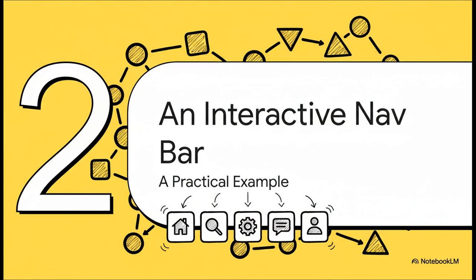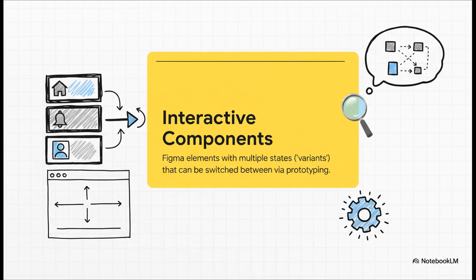Okay, so with that theory in our back pocket, let's actually apply it. We're going to see how to build one of the most common molecules you'll find in pretty much any app, an interactive navigation bar. The real magic here comes from what Figma calls interactive components. The idea is, you don't just design one static version of your navigation bar. Instead, you design every single possible state it could be in.